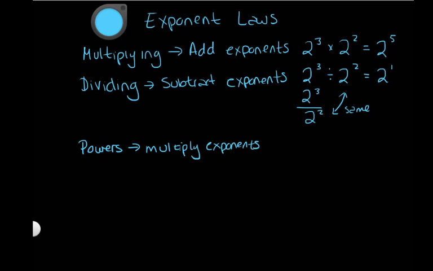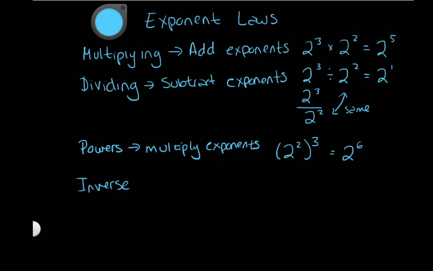So when we multiply exponents, for example, if I have 2 to the power of 2, all to the power of 3, I've got two layers of exponents here, so I have to multiply these exponents. So this is going to be 2 to the power of 2 times 3, which is 6, so 2 to the power of 6. Okay, the next one is inverse.